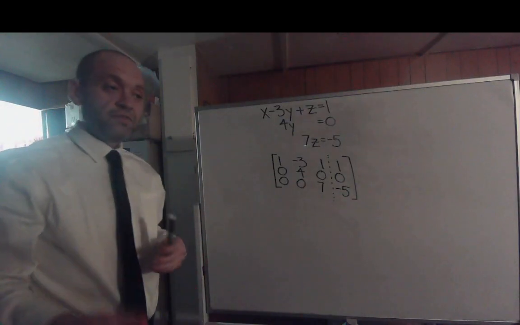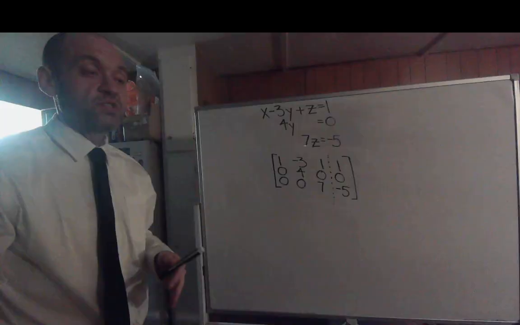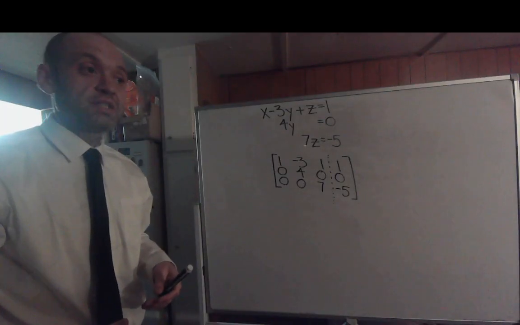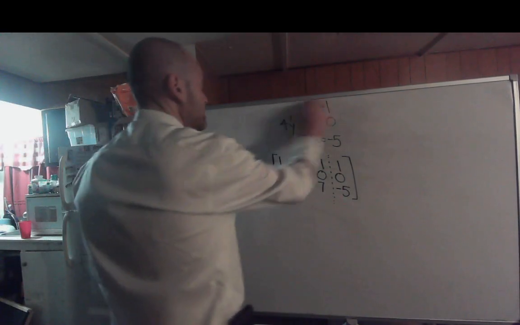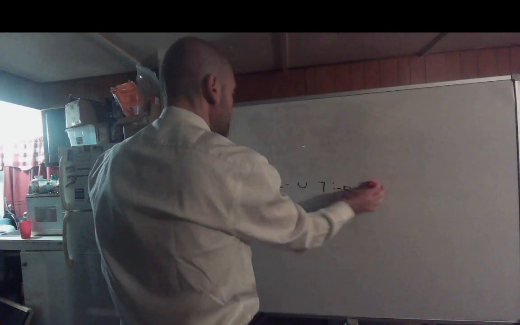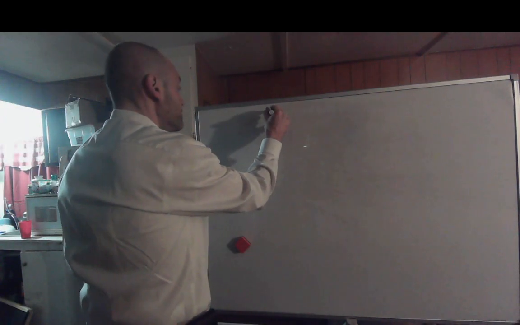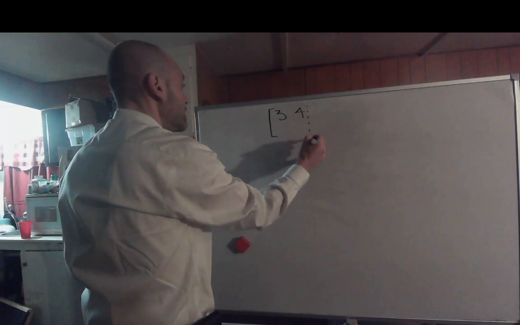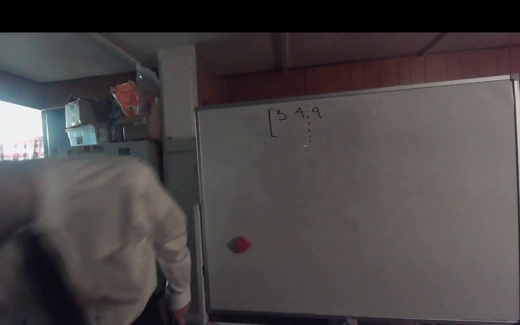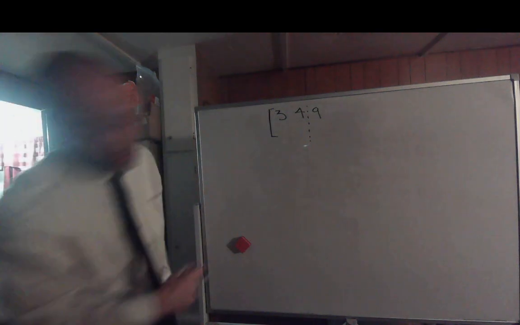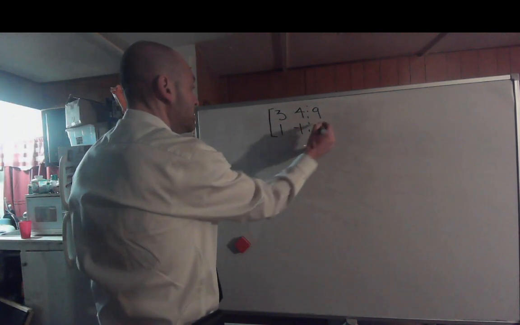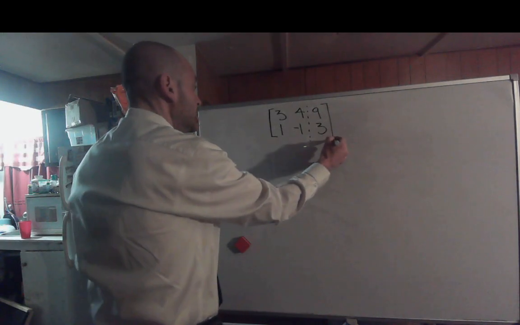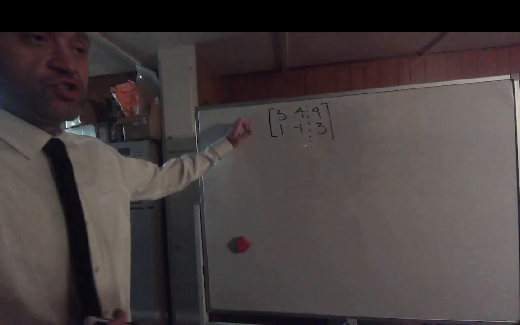Alright, now we're going to do a few exercises where we work backwards. We're going to be given an augmented matrix and we have to write out the system from it. So let's go ahead and do that. The first augmented matrix, you have 3, 4, and 9. Then you have 1, negative 1, and 3. So how can we represent this matrix as a system?